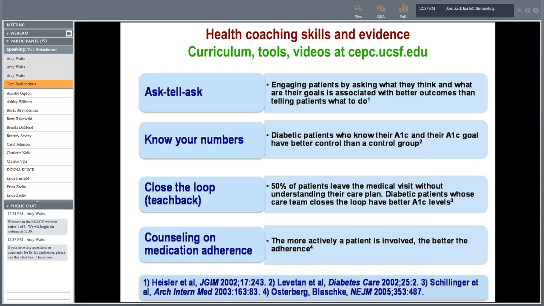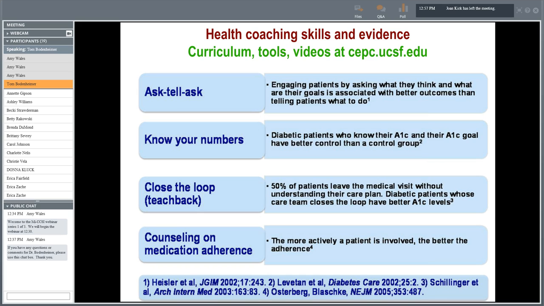So for example, if a provider is saying, okay, I'd like to increase your metformin from 500 milligrams, one in the morning, one at night, to 500 milligrams, two in the morning, and two at night, and then remember, 50% of people will probably go home and won't remember what it was. If you ask people, just to be sure I was clear, how are you going to be taking your metformin starting tomorrow, and the patient can say it back correctly, there's a much better chance that they will actually take their metformin. And the research shows that if they're diabetic patients, their A1Cs are better if you ask people to close the loop, to say back what it is that you ask them to do.